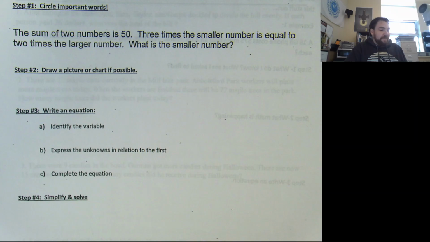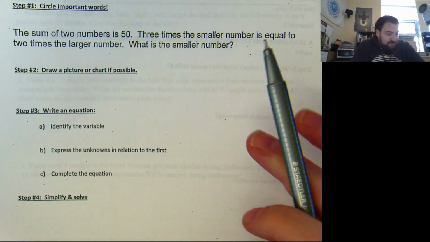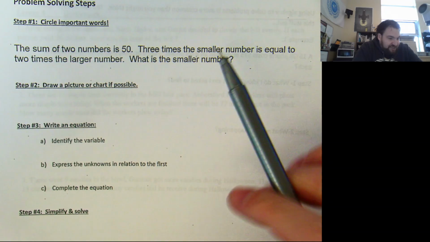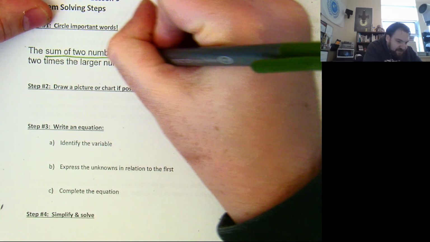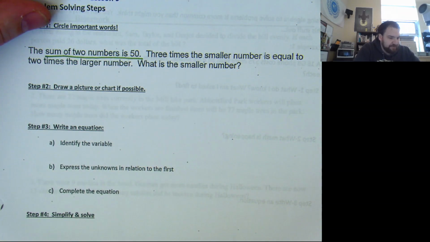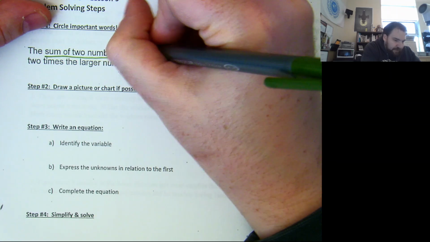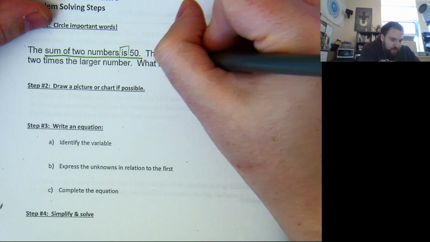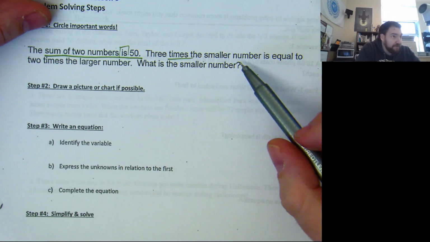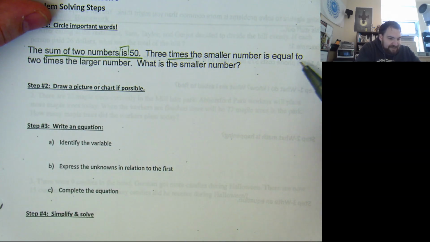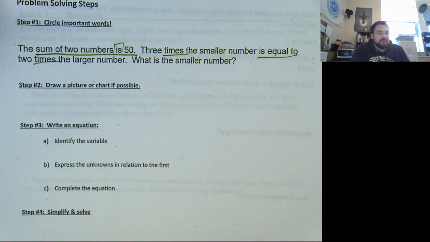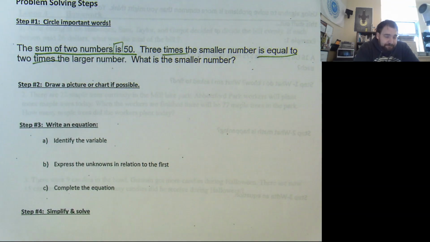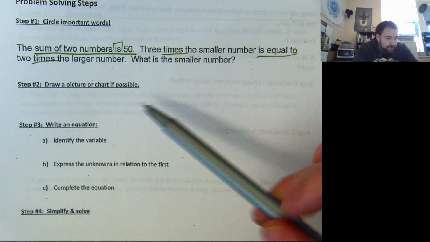Okay, so that's the question. We've got some important language here. We have the sum of 2 numbers is 50. I don't know what those 2 numbers are. I know that 3 times the smaller of the 2 numbers is equal to 2 times the larger. What's the smaller? So again, there's no picture or chart to draw.